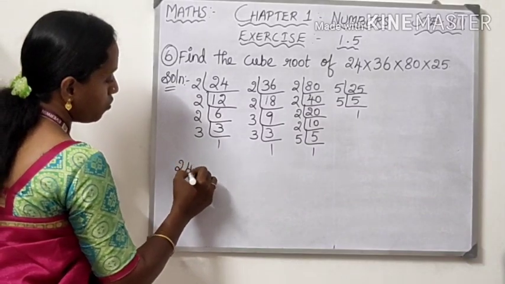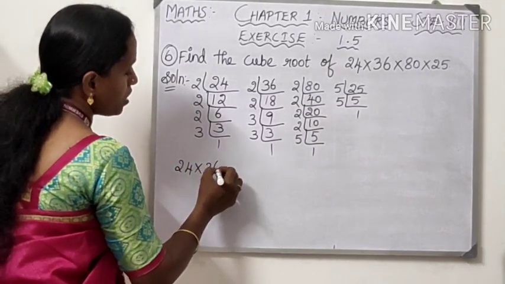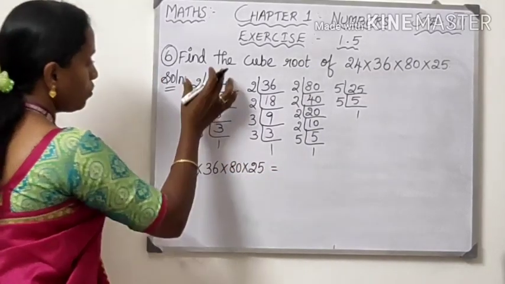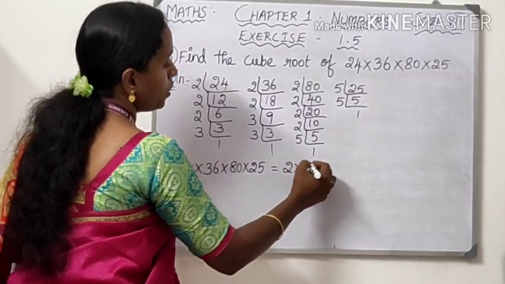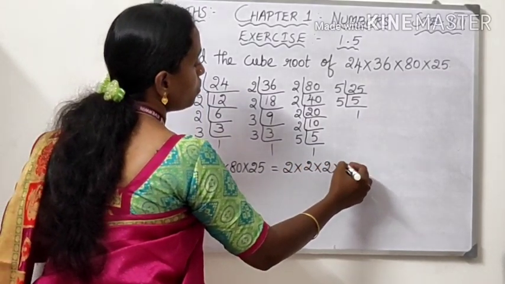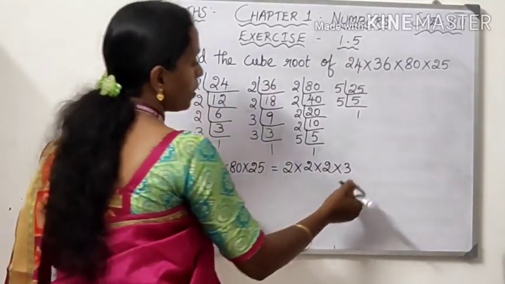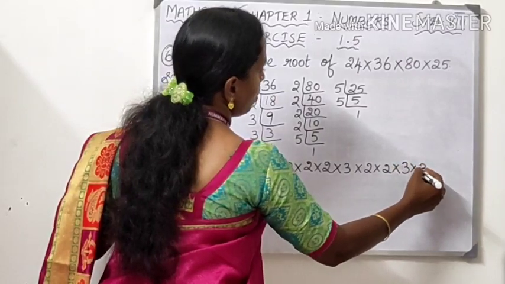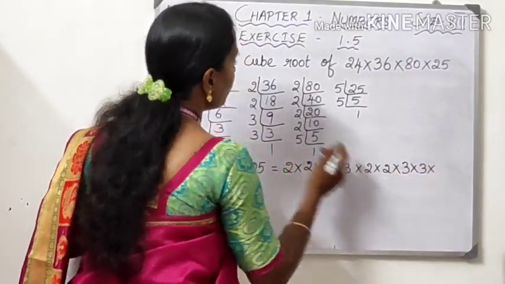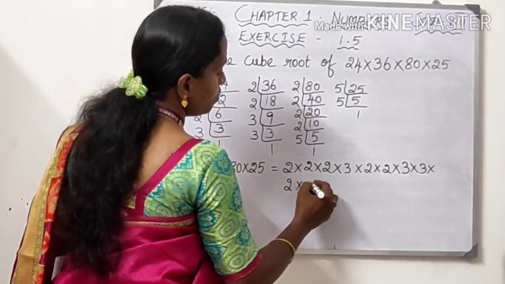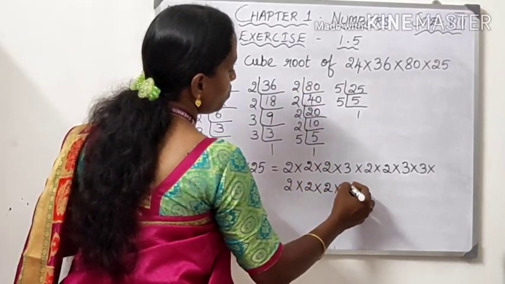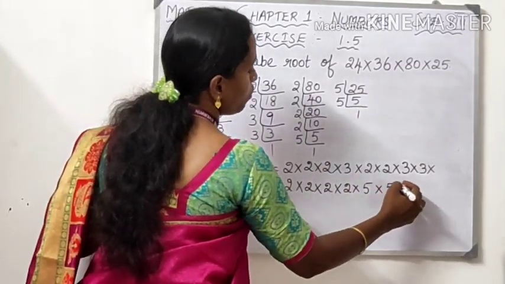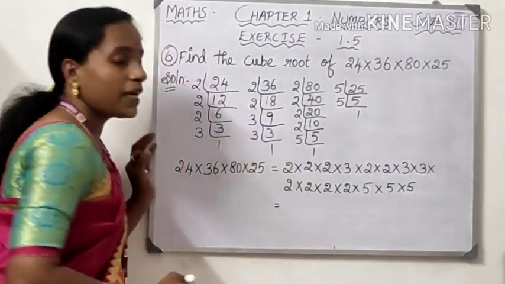together. So 24 into 36 into 80 into 25 is equal to, for 24 what are the prime factors? 2 into 2 into 2 into 3. Then for 36 what are the prime factors? 2 into 2 into 3 into 3. For 80 what are the prime factors we have? 2 into 2 into 2 into 2 into 5. So for 25 what are the prime factors we have? 5 into 5. Now we are going to make triplets.